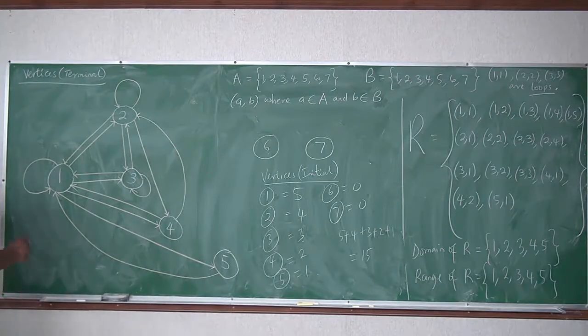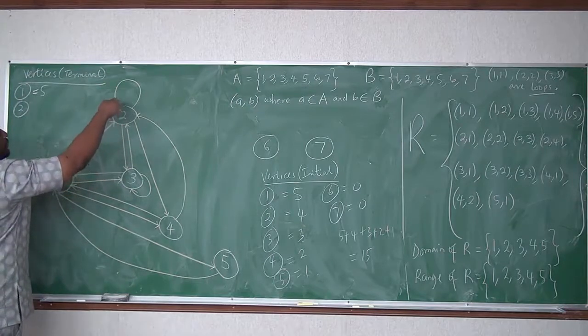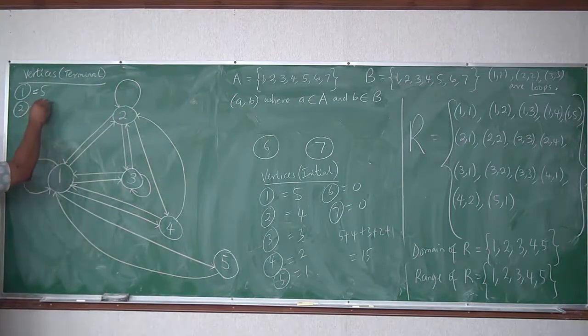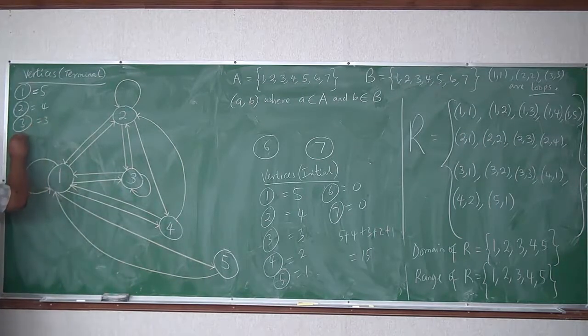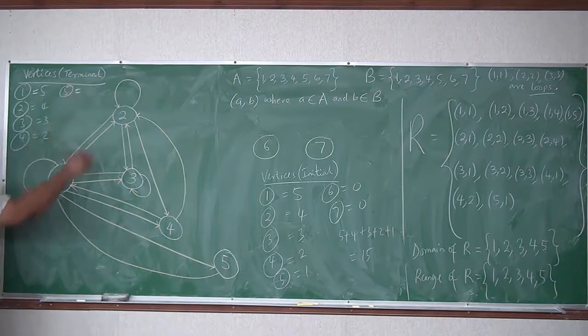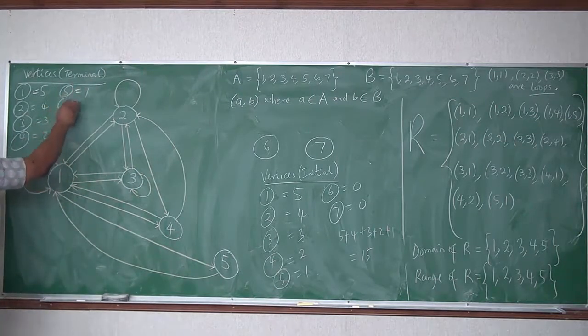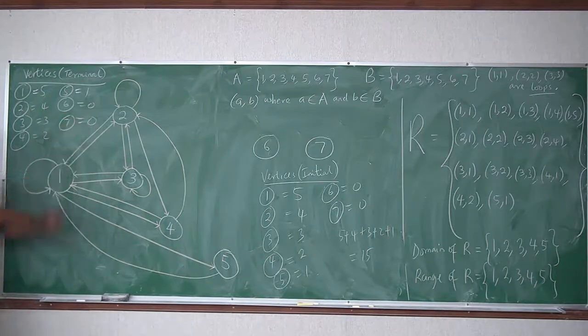So if we do one, this one is the arrows that point towards it. Okay, so we have one is a loop. 1, 2, 3, 4, 5. This is 5. 2 will give us 1, 2, 3, 4. 4. 3 will give us 1, 2, 3. 3. 4 will give us 1, 2. 2. 5 will give us 1. 6 is 0, 7 is 0. And it's still the same thing.